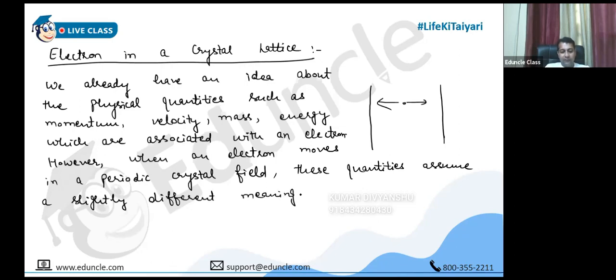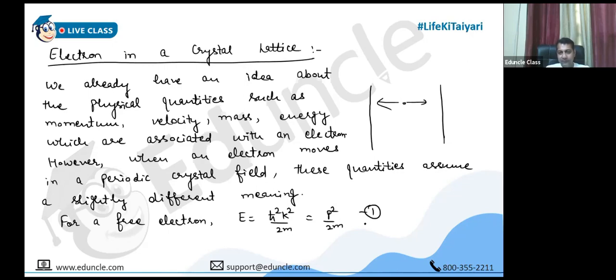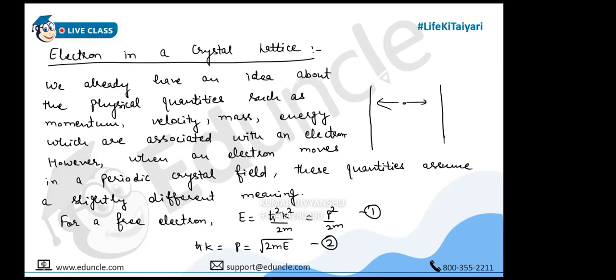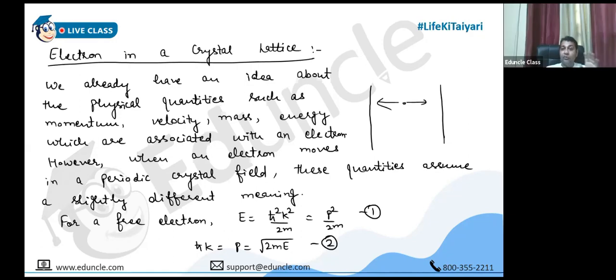Okay. Now, what do we have for a free electron? For a free electron, energy is given by this relation, E equals p squared by 2m, and momentum p equals h cross k, which is equal to the square root of 2mE. These are the equations we are having. Please check. But when the electron is moving inside the crystal, then these equations are not satisfied.